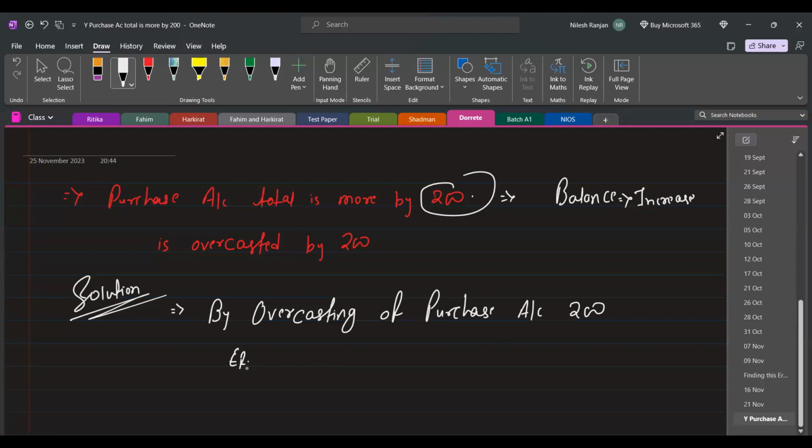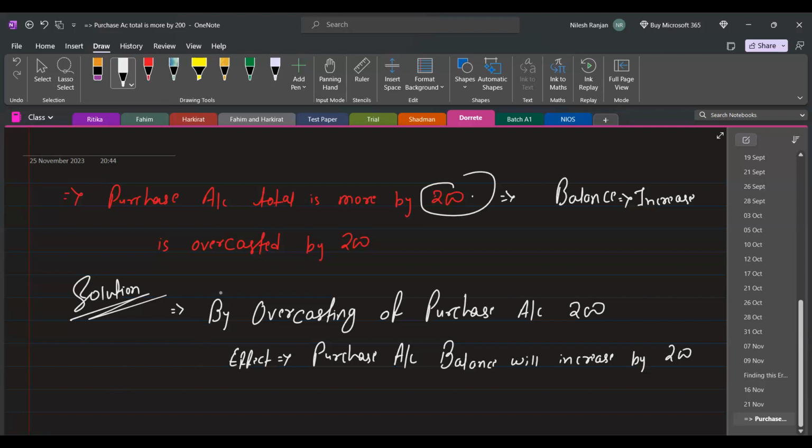So what is the effect here? Purchase account balance will increase by 200. So this is the effect, this is the solution. Now, is there any other question you have for overcasting? No, sir. But you should ask one more question here.